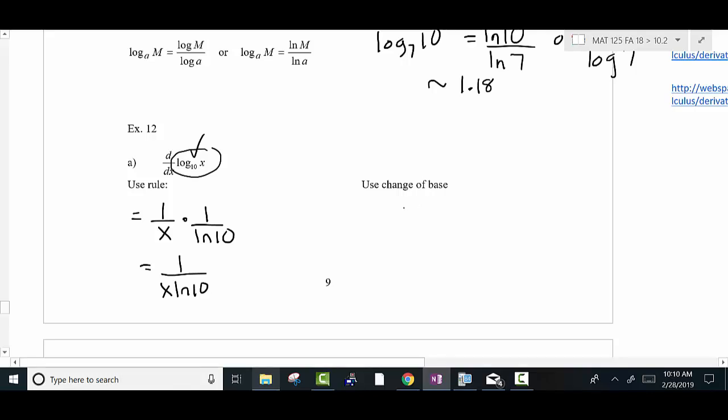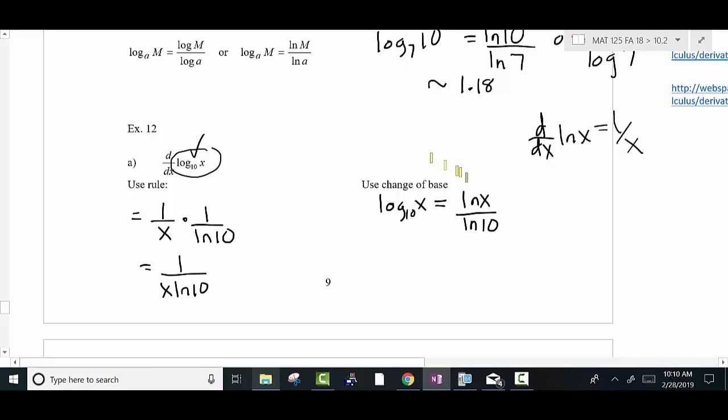This is the way I do this. So I want you to write this like this. Let's start by writing log base 10 of x. Let's use the change of base formula. Let's write this as ln of x over ln of 10, like that. Now we're going to do the derivative of this, just knowing the rule that we know. You can get by if you just know that the derivative of ln x is 1 over x.